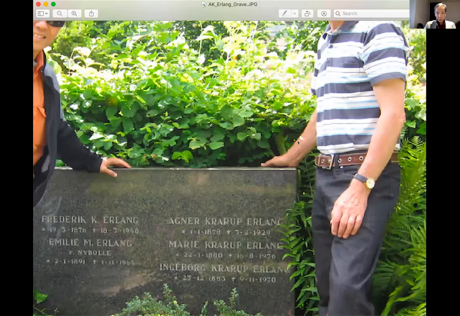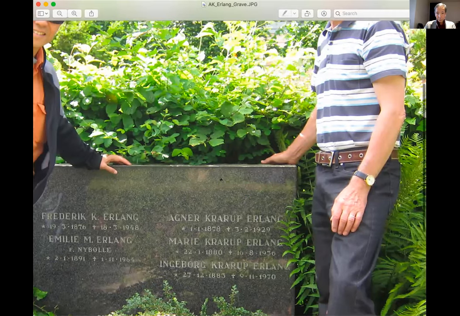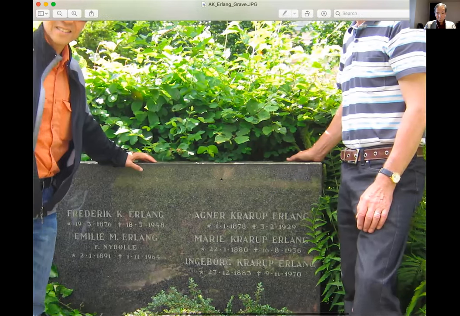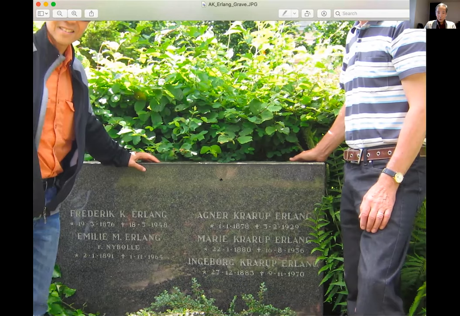Now, this is his grave. It was very common at that time for Danish people to share a grave between the family. A.K. was born in 1878 and died in 1929, which is about the average age at the time, around 50s, and he shared the grave with his sisters, his brother and his sister-in-law.